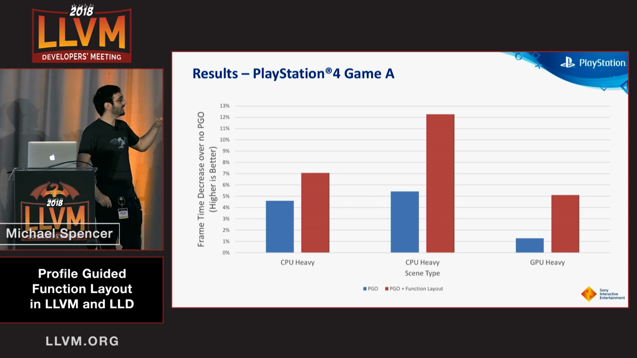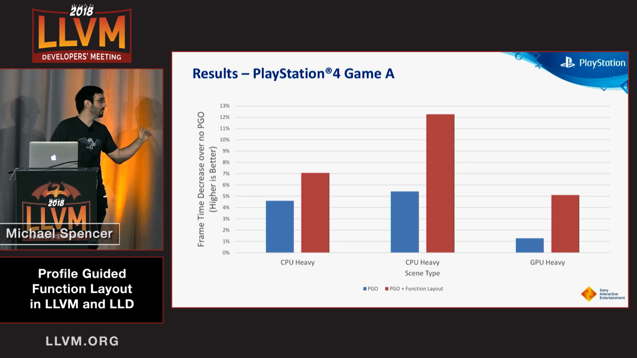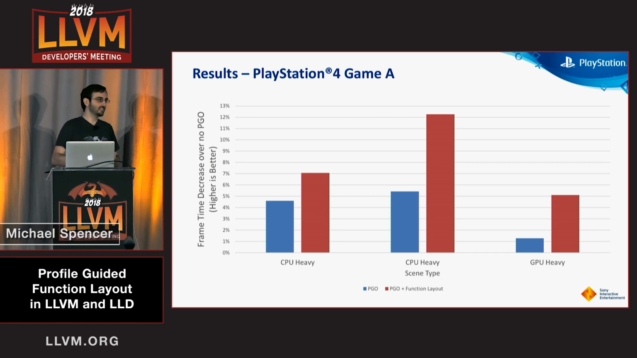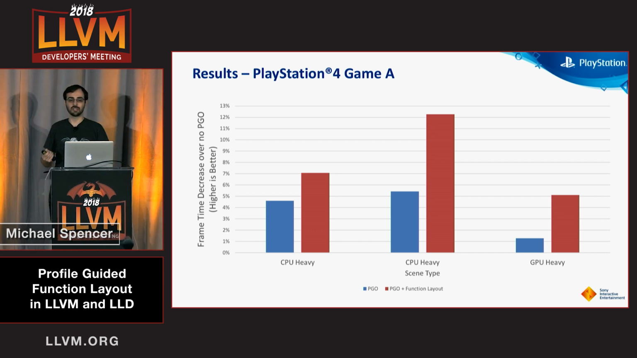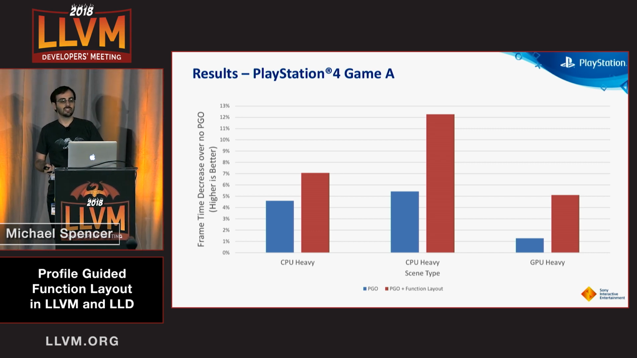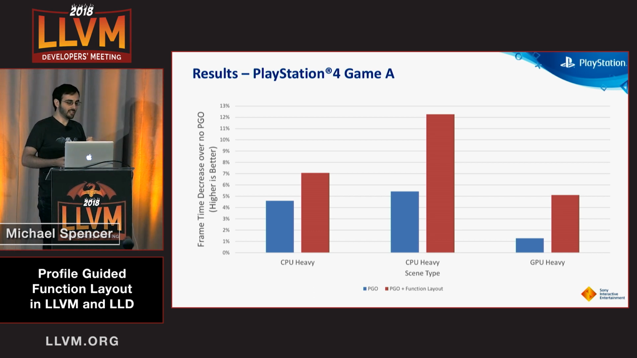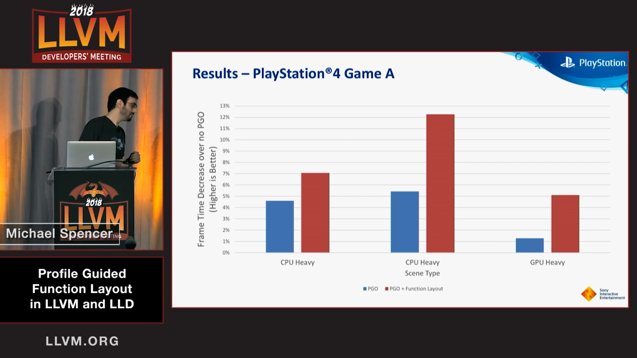The blue line is if you enable PGO, but don't enable layout. And the red bar is with layout. You'll see there is quite a wide variation in how much this helps, even in the same application. And we get from about 3% on the low end up to 7% in this middle one.